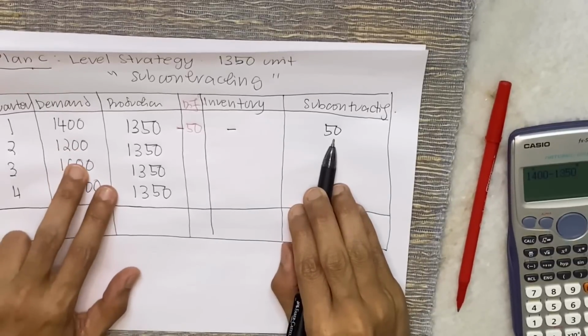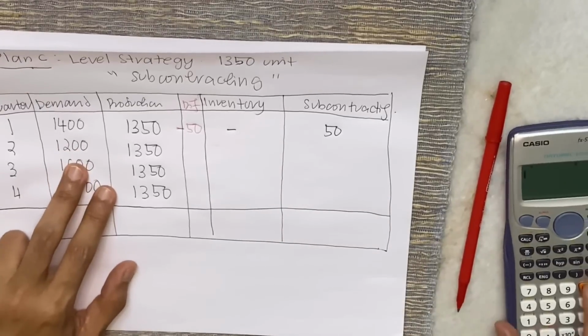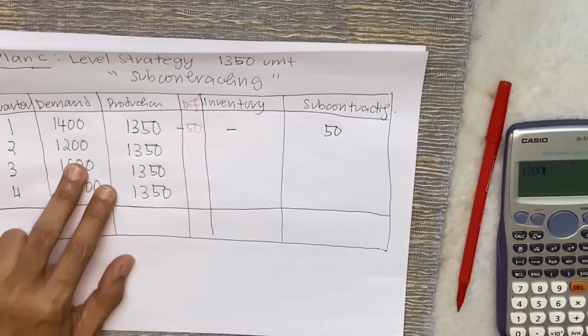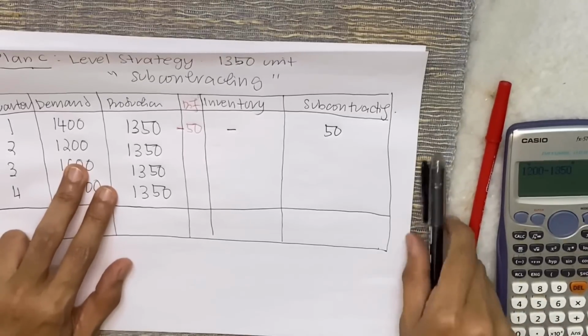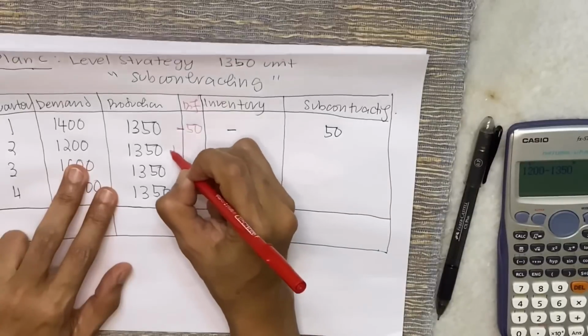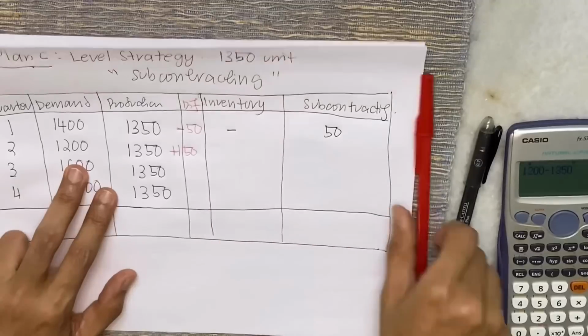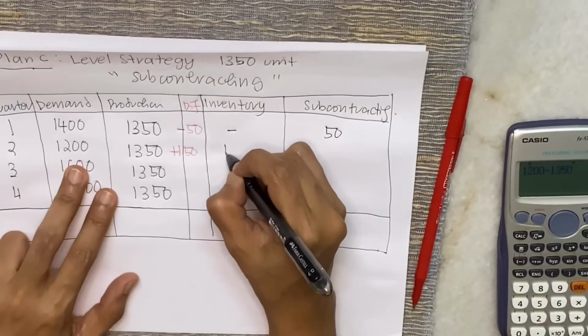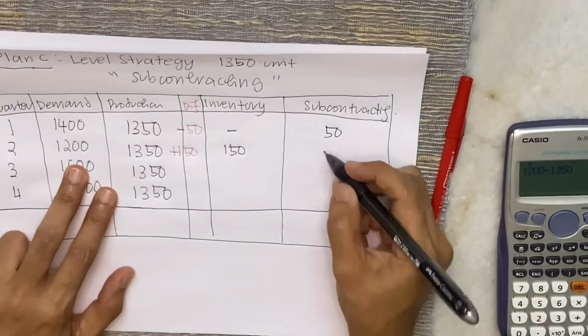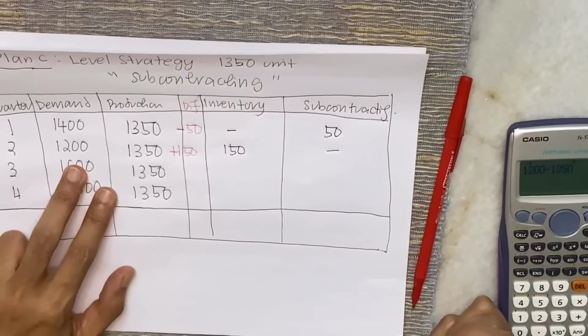So now we go to the next one. The next one is the demand is 1200, but we produce 1350. We got the surplus of 150. So with 150, okay, we allocate it, we put the item at our inventory. So nothing to do with subcontracting.